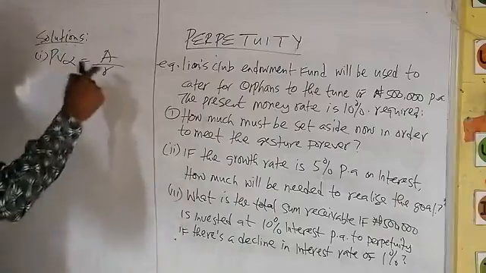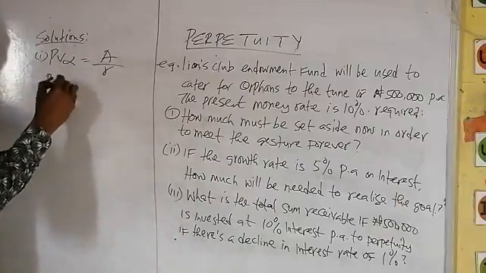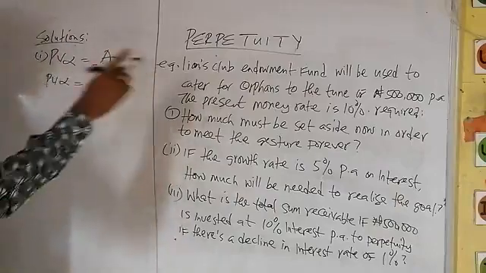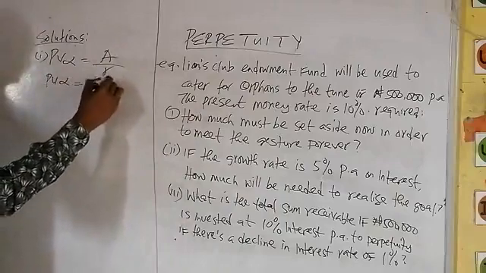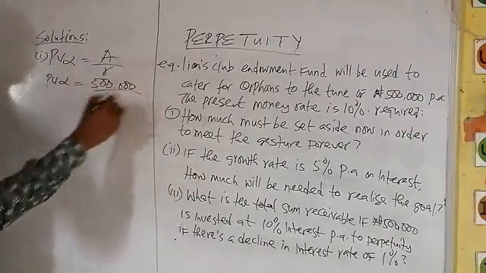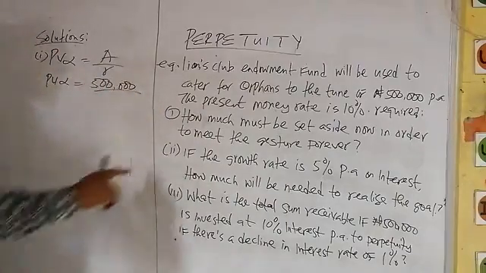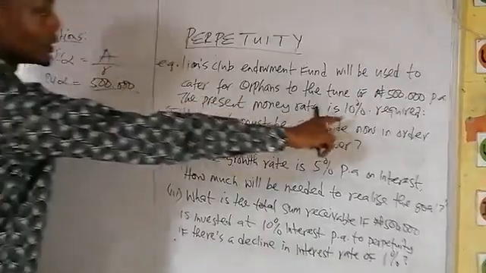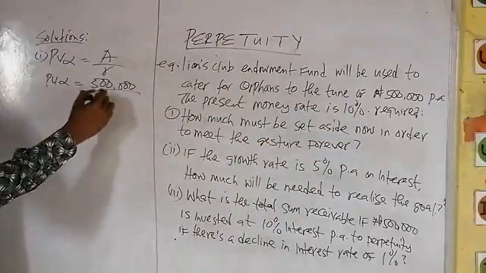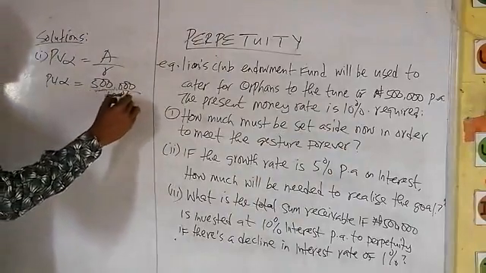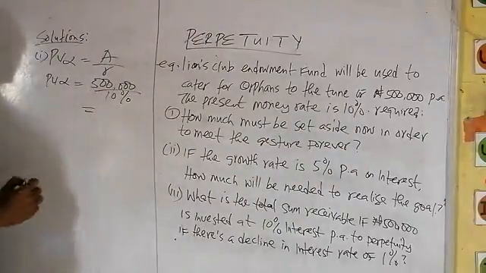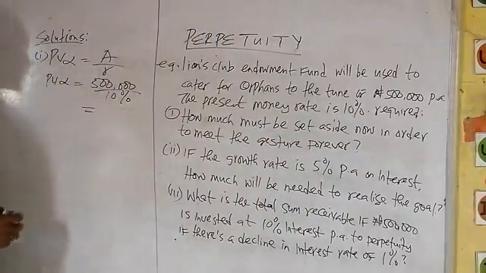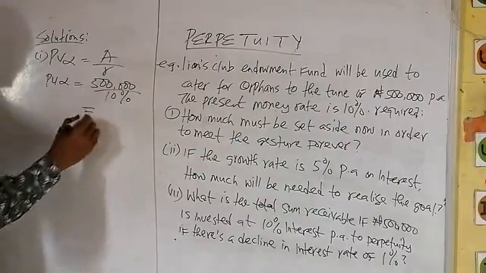If that is the case, what is our A? PV of perpetuity is equal to A over R. What is our A? 500,000. So 500,000 all over R. What is the R? The rate of interest, which is 10%. So divided by 10%. So 500,000 divided by 10%, we are going to have 5 million.